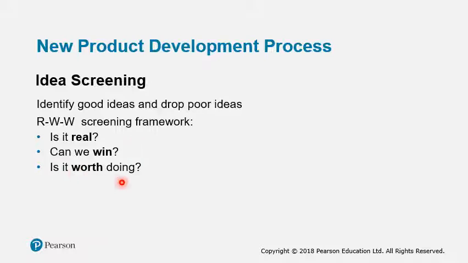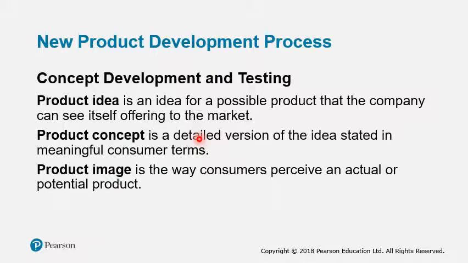Okay, that is when is it worth doing or not. The third stage is concept development and testing. In this step, you have the product idea, which is the idea for a possible product that the company can see itself offering to the market. And then you create a product concept. From the product idea just now, you create a product concept with a detailed version of the idea in meaningful consumer terms. And then you create the product image, which is the way consumers will perceive an actual or potential product that you are going to produce.